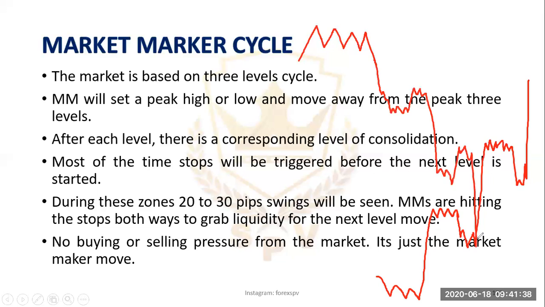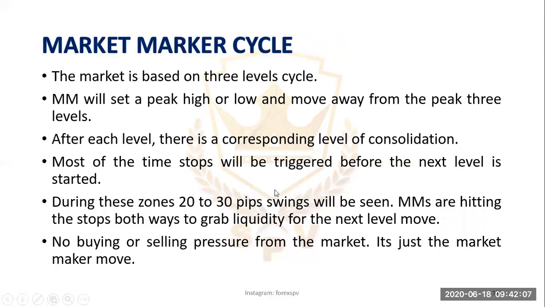and level three. If we say the cycle is a 3-day cycle, I mean the market is based on a 3-day cycle, then we simply count these days that the market had moved. So this will be day one, this will be day two, and this will be day three. And that's where the 3-day cycle came in. So at each level, you need to see a corresponding level of consolidation. And during this consolidation, market makers will be triggering stop losses before moving to the next level. So the market makers will be grabbing extra liquidity for the next level move.